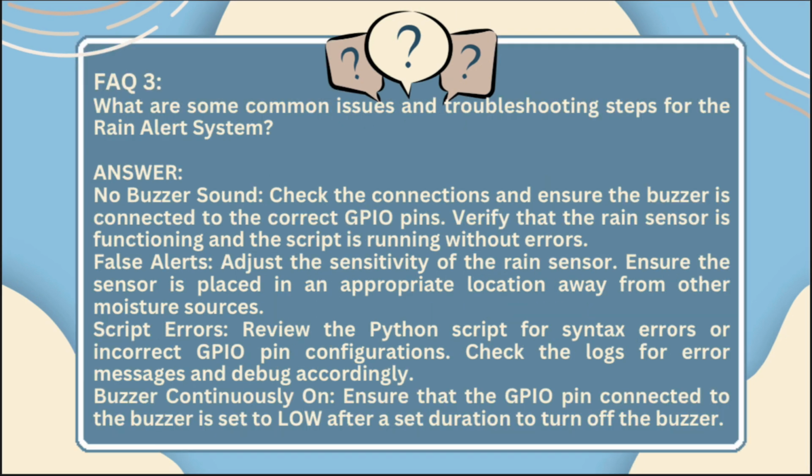The third question is, what are some common issues and troubleshooting steps for the rain alert system? The answer is, for the no buzzer sound issue, check the connections and ensure the buzzer is connected to the correct GPIO pins. Verify that the rain sensor is functioning and the script is running without errors. For the false alert issue, adjust the sensitivity of the rain sensor. Ensure the sensor is placed in an appropriate location away from moisture sources. For script errors, review the Python script for syntax errors or incorrect GPIO pin configurations. Check the logs for error messages and debug accordingly. For the buzzer continuously on issue, ensure that the GPIO pin connected to the buzzer is set to low after a set duration to turn off the buzzer.